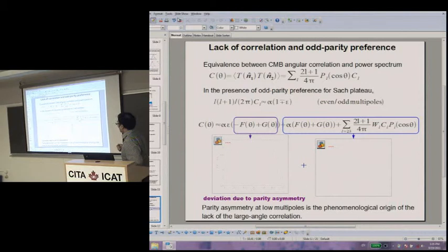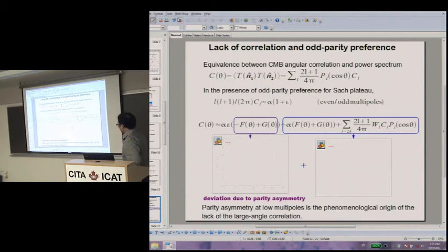Here, alpha and beta are some positive constants. We added the even and odd parity asymmetry by this term. For even multipoles, there's a suppression. For odd multipoles, there is a power excess. Then you plug this in here, and you get this. The second term corresponds to the normal angular correlation expectation value, and this term arises in the presence of the odd-parity preference.